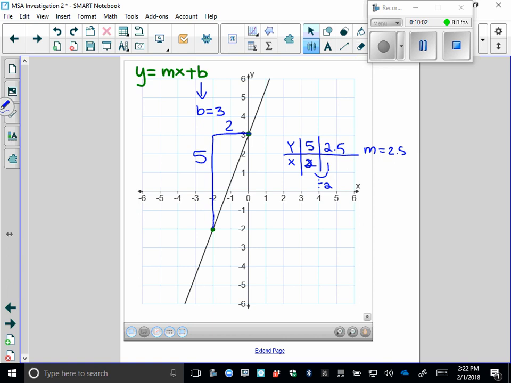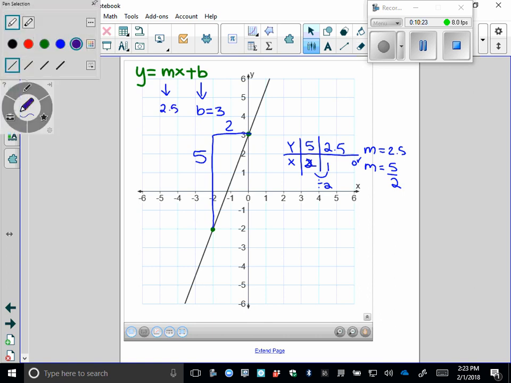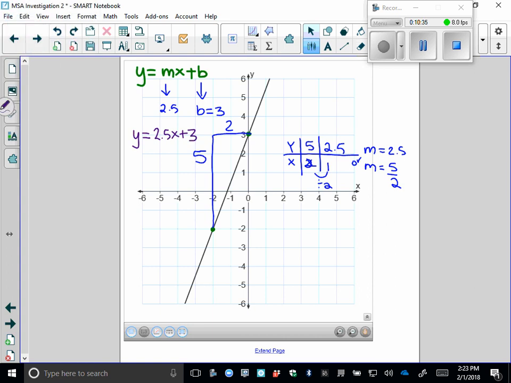Yeah, but do you see that? Can you give me a thumbs up if you do? Oh, okay, so we're getting there, not everybody. So you can also write it like this, 5 halves. They mean the same thing. So, yeah, exactly. So the equation is just y equals 2.5x plus 3. That's all you do.